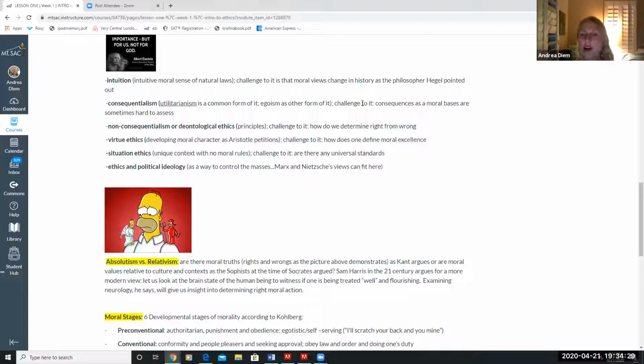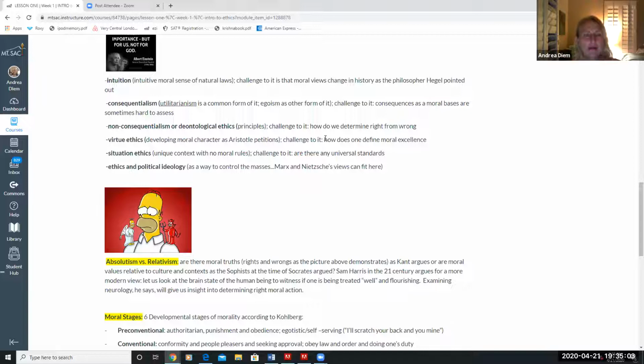Somebody like Immanuel Kant would challenge that. I mentioned him as believing there are moral truths we can know through reason, and it's not about the consequences. Sometimes it's just about doing the right thing in and of itself. Non-consequentialist ethics would be arguing there are moral principles, moral truths. A challenge to it: how do we know what's right and wrong? Kant said we can use reason to determine that, but that's a tough one, because everybody may define it very differently.